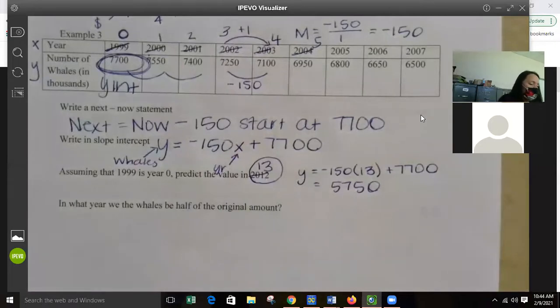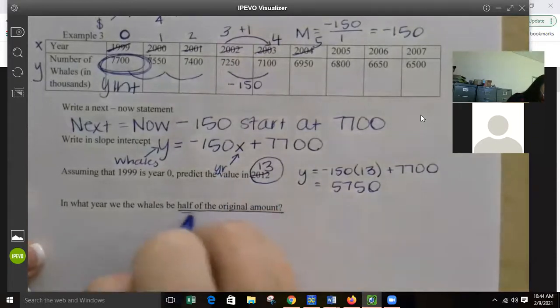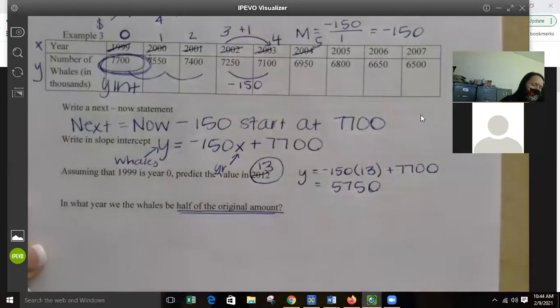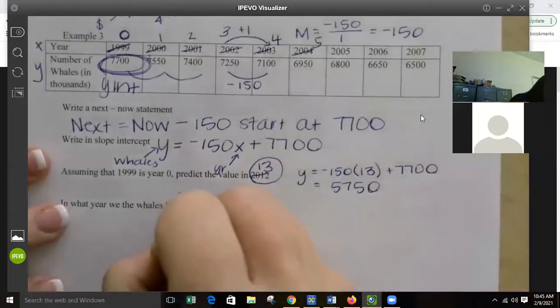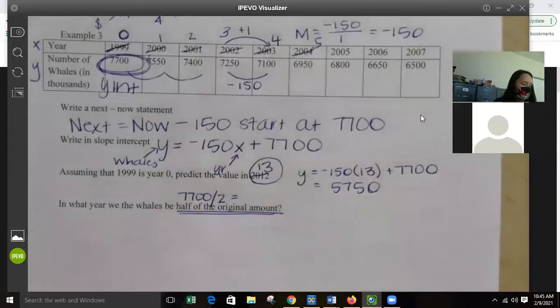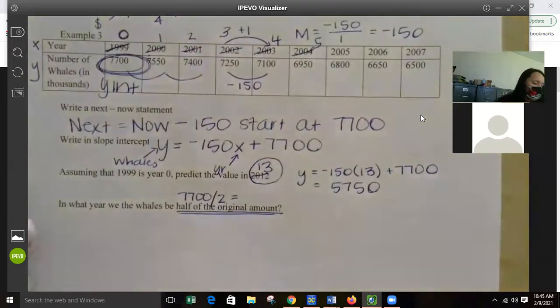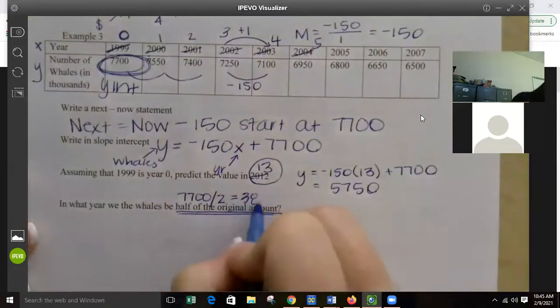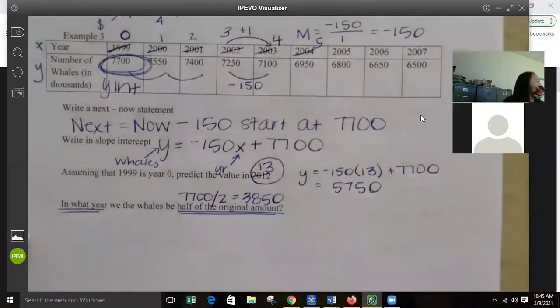All right, in what year, is asking for the year, will the whales be half of the original amount? What was the original amount of whales? What did we start with? 7,700. So 7,700 was the original. We want half. We get 3,850. Nope. Because what did it ask? In what year?